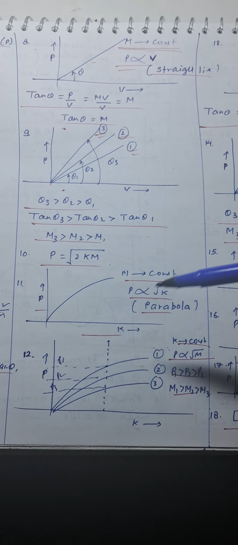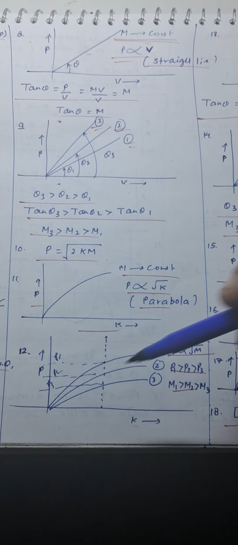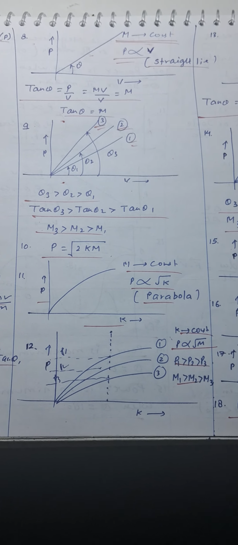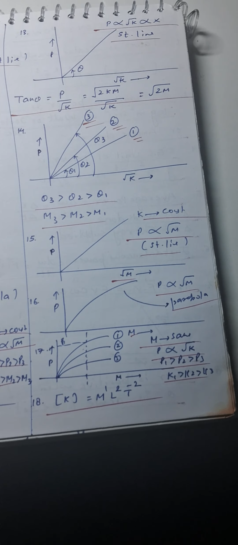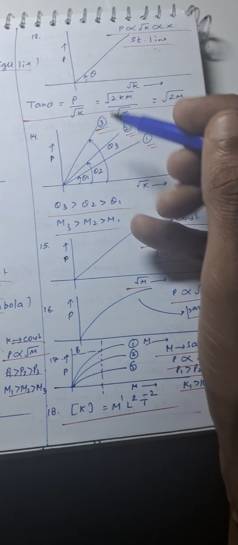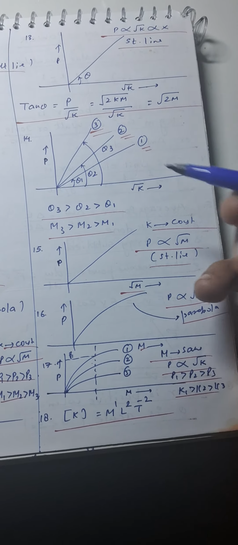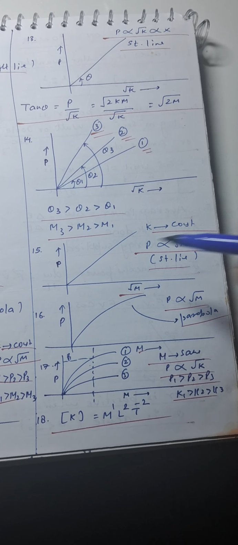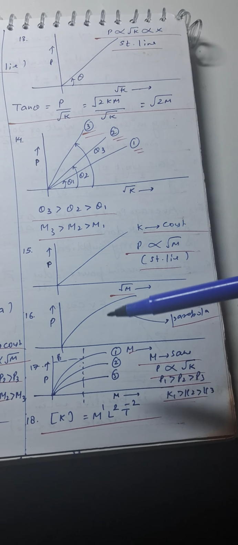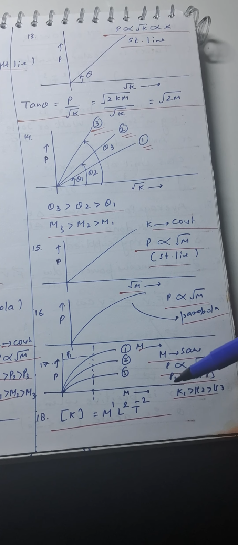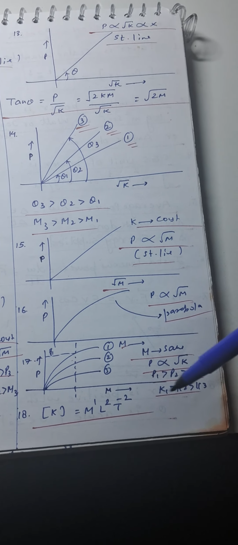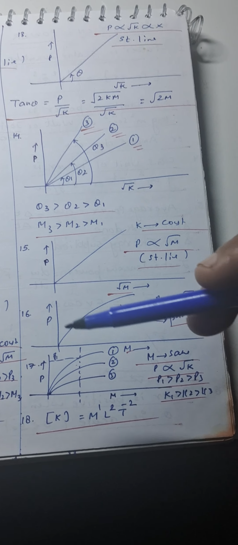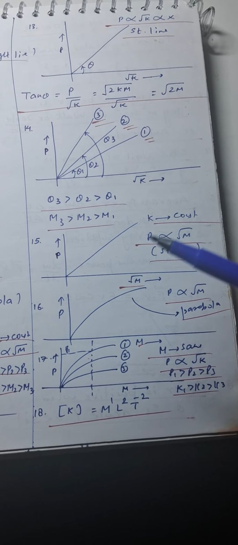versus kinetic energy graph, variation, comparison of three different cases in terms of mass, then P versus root K graph, analysis for the three different cases, comparison of angle, comparison of masses. Then we have P versus root M graph, then P versus M graph, analysis involving the comparison of kinetic energies. Then we have dimension of kinetic energy.